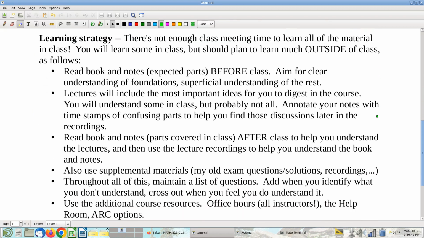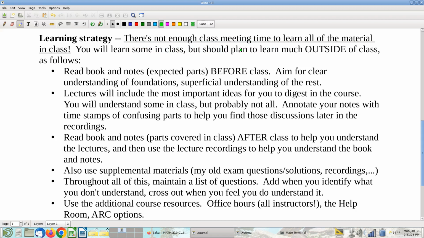Okay, so strategic advice. This class has a tremendous amount of material in it. It's almost mind-boggling how much material there is in this course that you're going to be learning. In particular, there's just not enough class meeting time to cover all of it. I mean, I can cover it in a sense. But it is not a reasonable expectation that you'll walk into class a blank slate, and then walk out 50 minutes later knowing everything that you need to understand about that material. That's just not how it works. There's too much material, it's too challenging, it doesn't work like that.